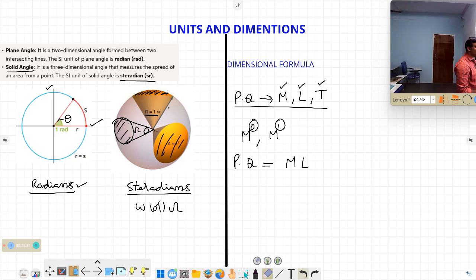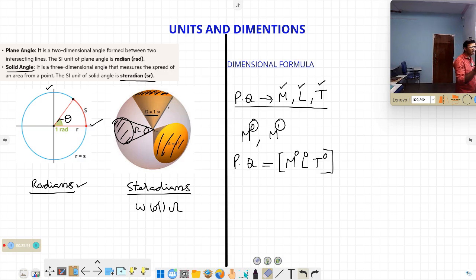Mass you indicate as M, length as L, time as T. If a power is nothing, you raise it with zero, and you close this with a closed square bracket, as per the rules, MLT.